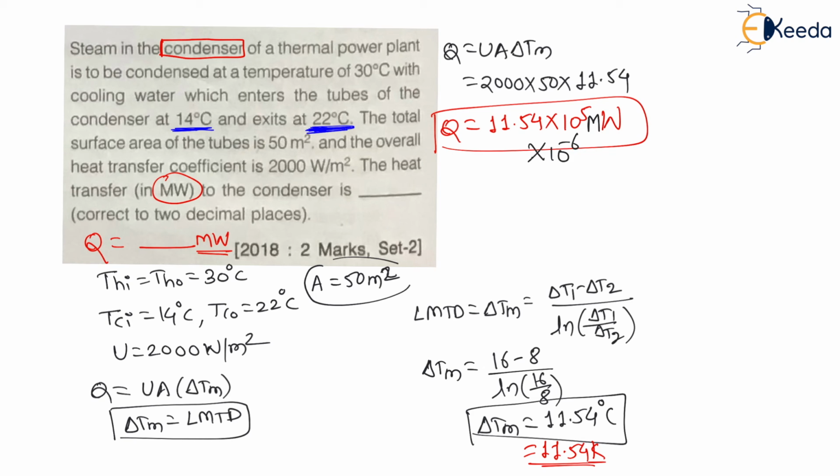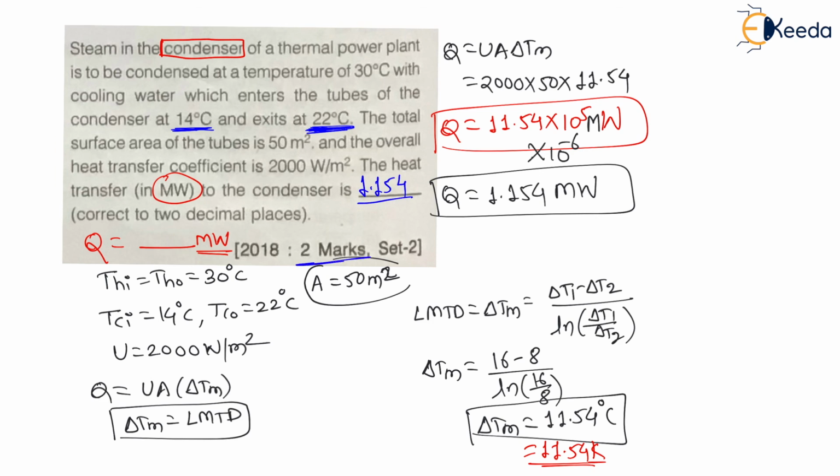So my dear students, the answer will be Q is equal to 1.154 megawatt. This is your final result, right? So in this bracket, you have to type 1.154, then you will get 2 marks.